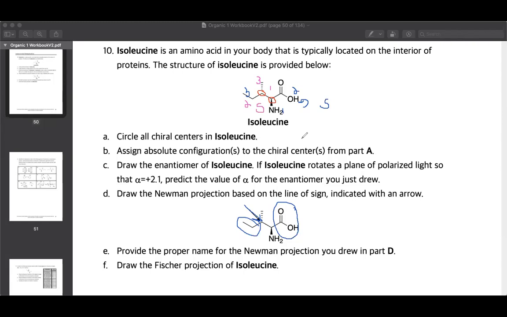So this question, number 10, sums up everything that you should know for this exam, okay? That's why I think this is a really good question to cover.